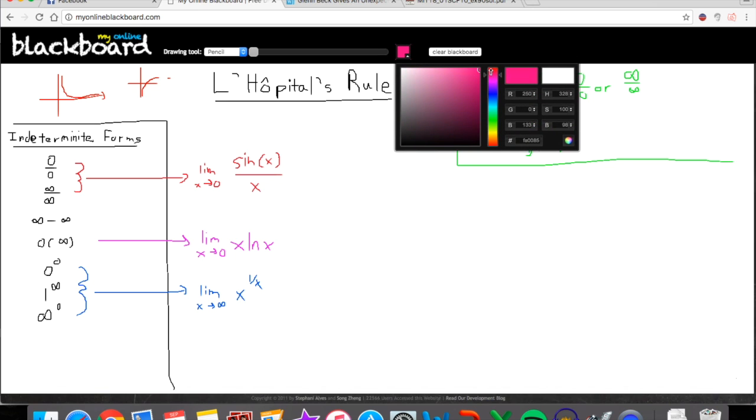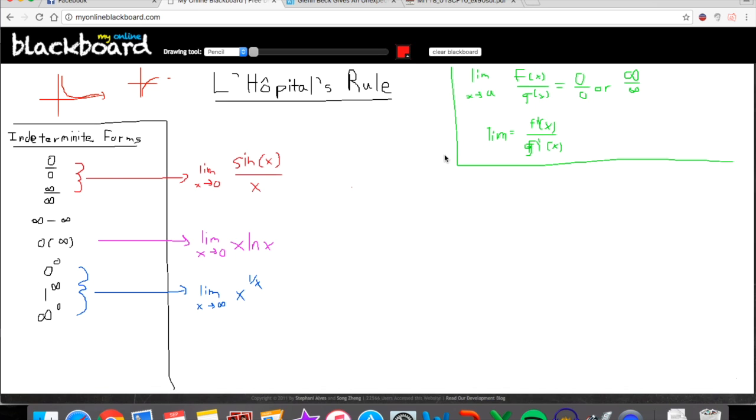So let's go over the examples here. This one is the simplest example. You already have it as 0 over 0 in this example here. So what we're going to do is rewrite it as taking the derivative of the top and then the bottom. The derivative of sine x is cosine x, and then the derivative of x is 1. So let's plug it in, and you get that cosine of 0 is 1, and then that's your answer.